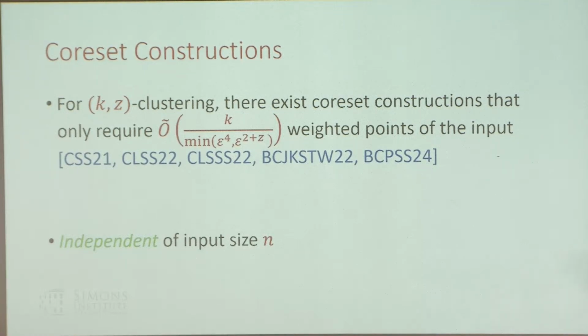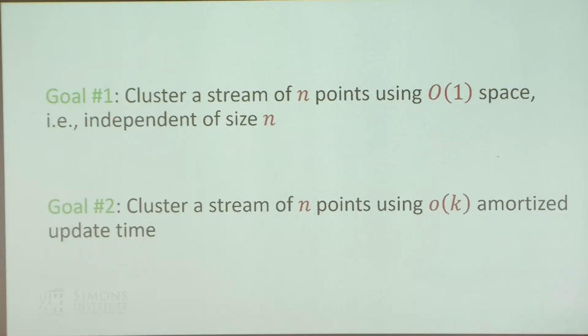So the main takeaway here is that the size of these coresets is independent of the size n of the input. Right? So that should be our corresponding goal for the streaming case. Okay. All right, so goal number 1, we want to cluster a stream of n points using space that's independent of n. And our goal 2 is actually to cluster using o(k) amortized update time. So the way to think about this is that each time we get an update, we don't want to recluster the entire set of points.